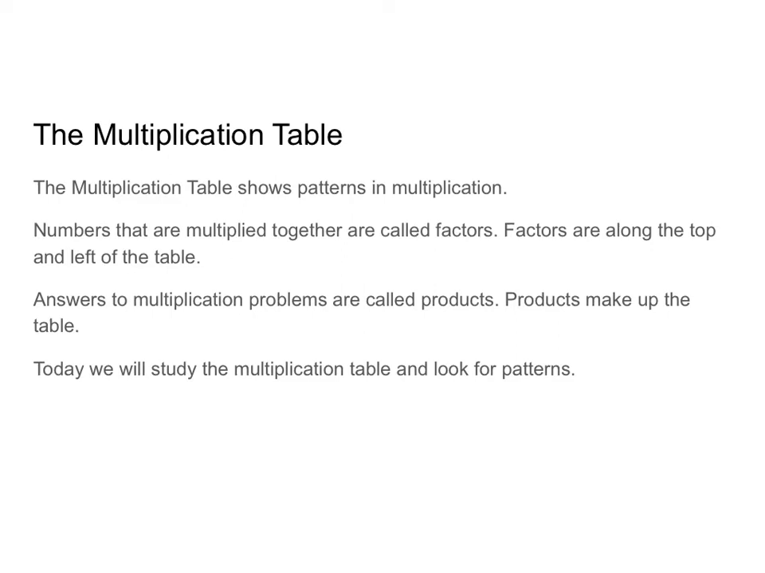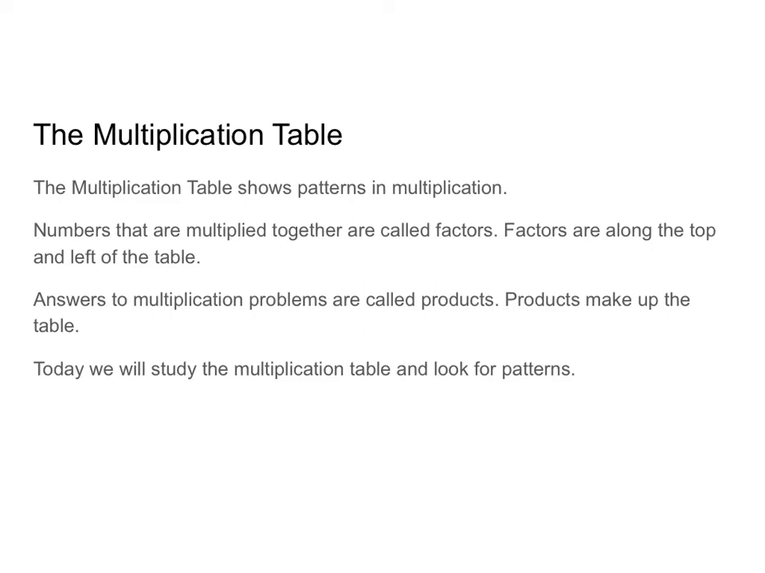Next to each row, you're counting by ones. Down, you're counting by twos. Go down again, you're counting by threes. You have patterns. Okay, same thing going across the top. With each column, there are patterns.